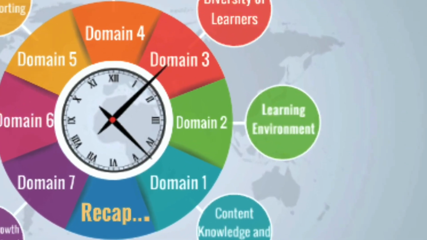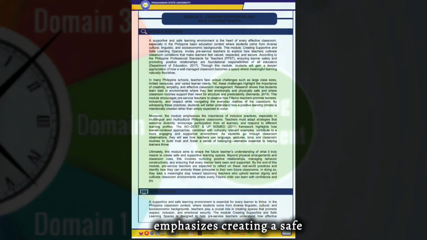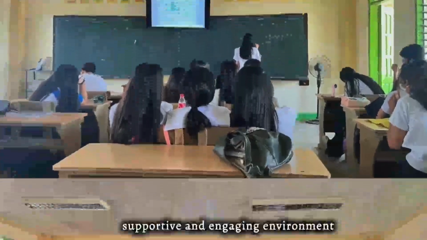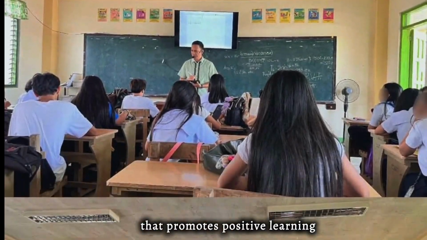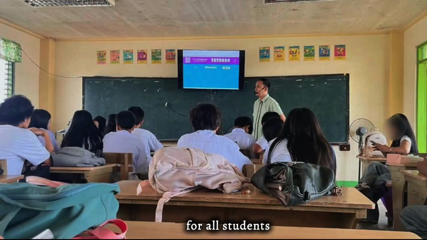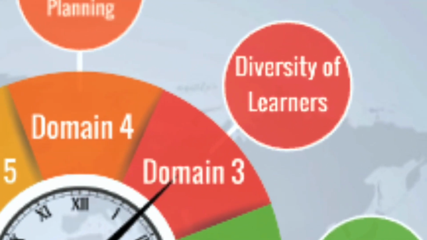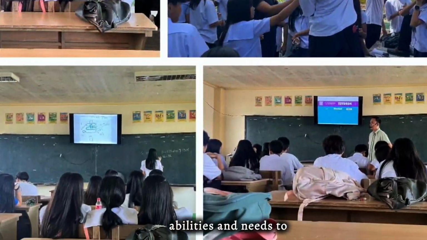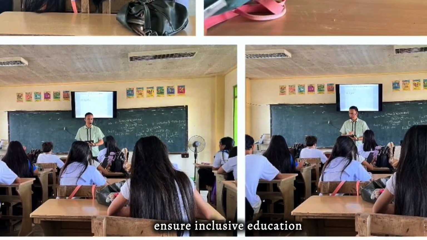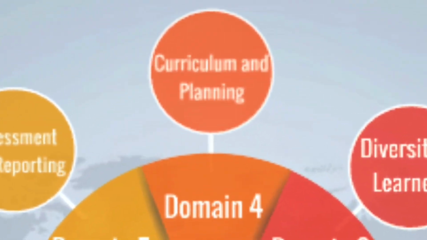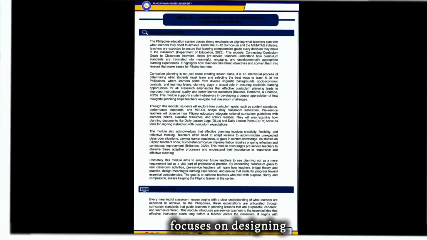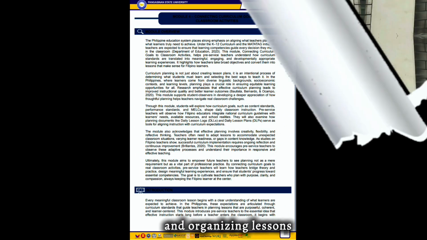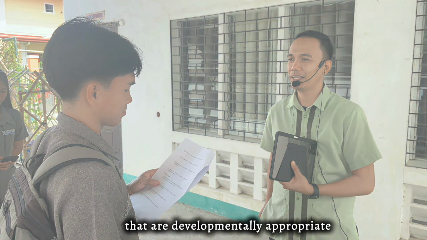Domain 2: Learning Environment. Emphasizes creating a safe, supportive, and engaging environment that promotes positive learning for all students. Domain 3: Diversity of Learners. Highlights the importance of understanding learners' different backgrounds, abilities, and needs to ensure inclusive education. Domain 4: Curriculum and Planning. Focuses on designing and organizing lessons that are developmentally appropriate and aligned with learning objectives.